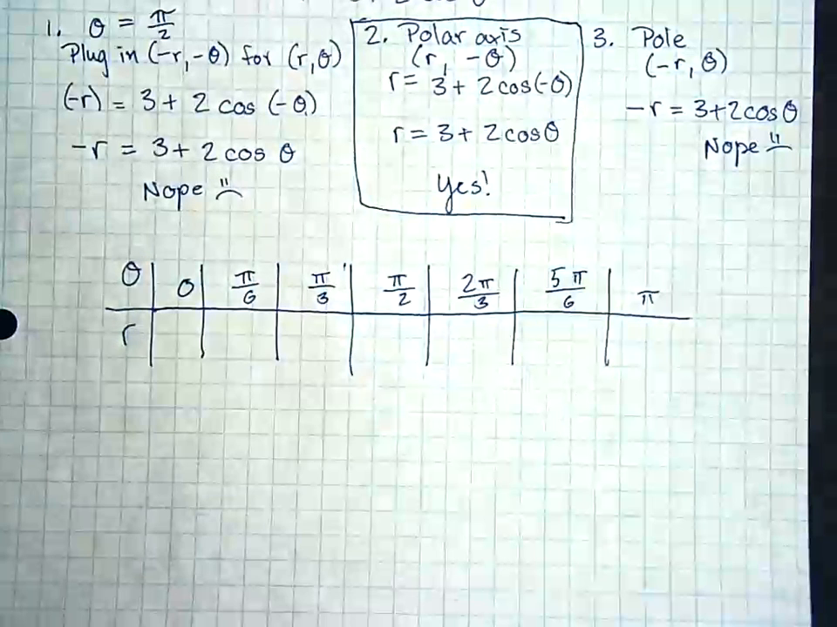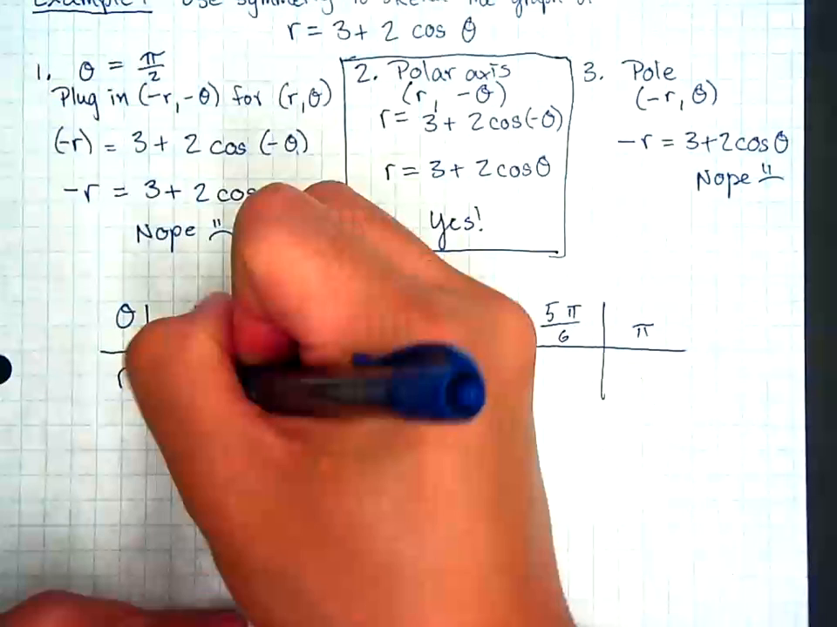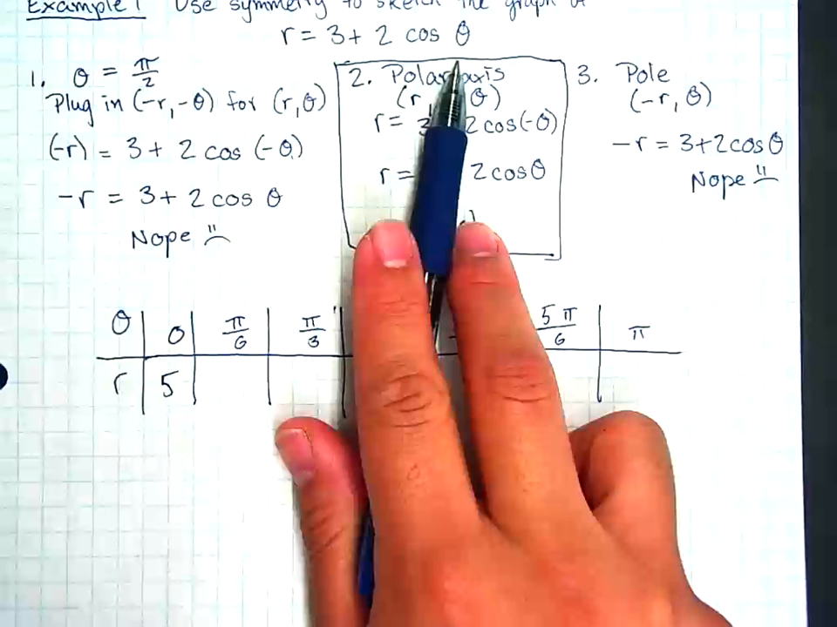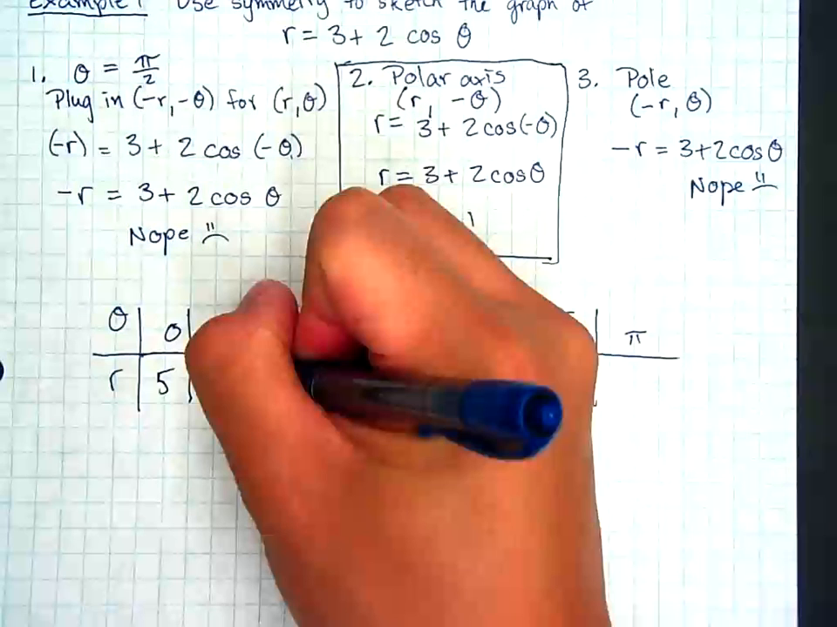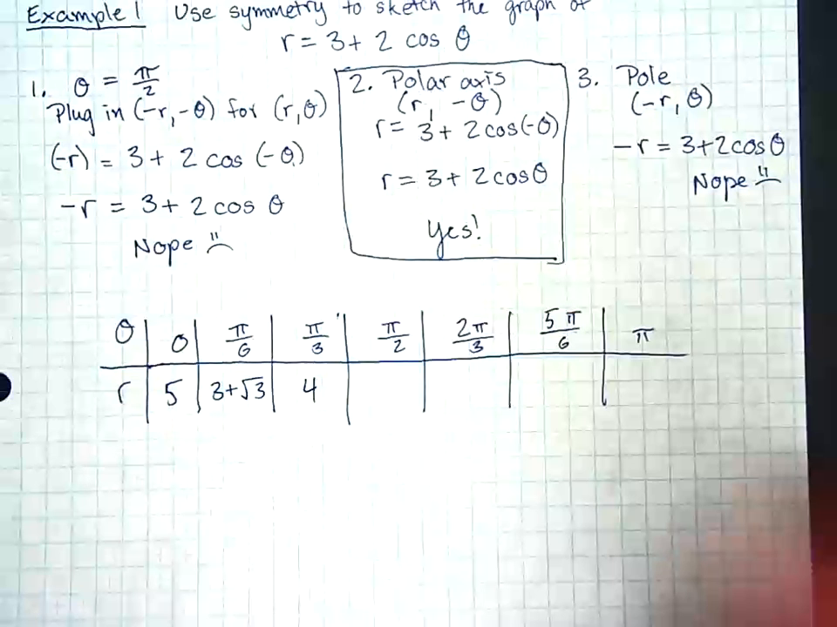All right? So let's go ahead and plug in 0. So 3 plus 2 cosine of 0. Cosine of 0 is 1. So 3 plus 2 will be 5. Okay. Pi over 6, I'm going to get cosine of pi over 6, which will be the square root of 3 over 2. 2 times the square root of 3 over 2 is square root of 3. So I have 3 plus radical 3. Okay, moving right along. Cosine of pi over 3 is 1 half. 1 half times 2 is 1. 1 plus 3 is 4. Pi over 2, that's 0.